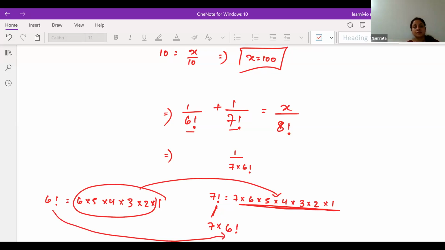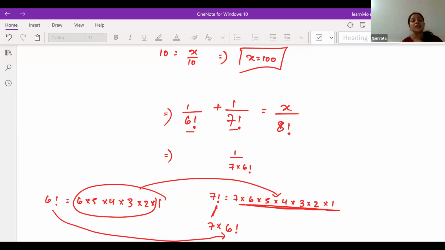Yes, ma'am. So 7 factorial ko 7 ko side hatao aur uske baad jo bhi bache wo sare to 6 factorial mein bhi aate hain, to aise likh lete hain 7 into 6 factorial. Kyun aise kar rahe hain? Kyunki first wale ka denominator hai 6 factorial. So agar yahan bhi kuch 6 factorial type ka dikhega to LCM lene mein it will be easy to take out the LCM.